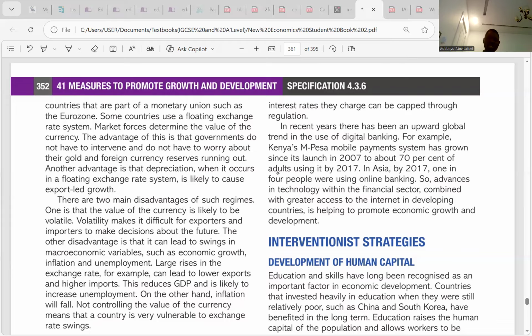So advances in technology within the financial sector, combined with greater access to the internet in developing countries, is helping to promote economic growth and development. So let's quickly go back to the disadvantage with the microfinance scheme.